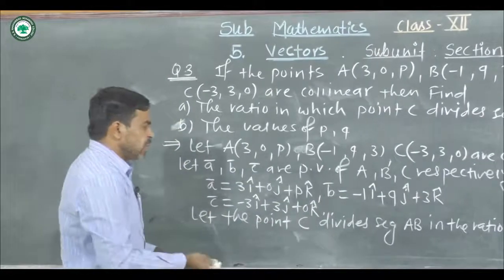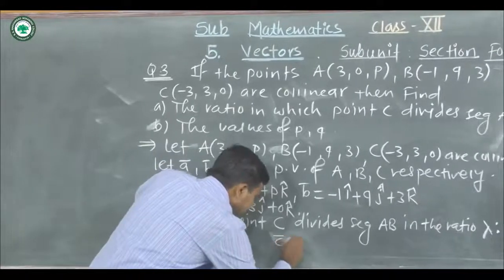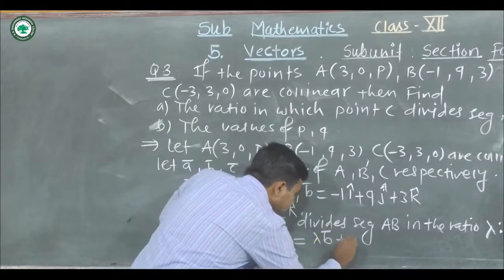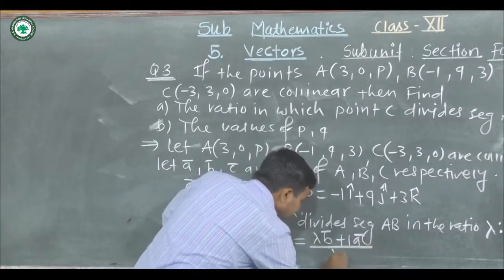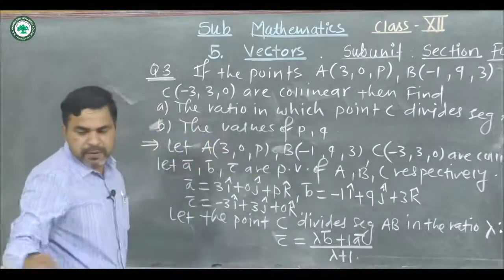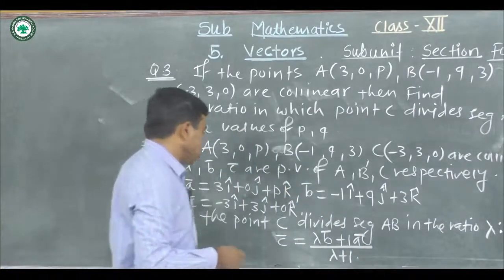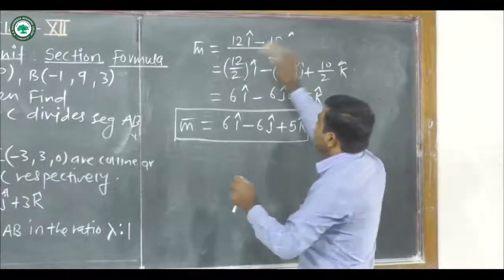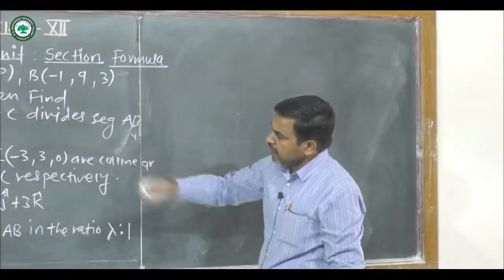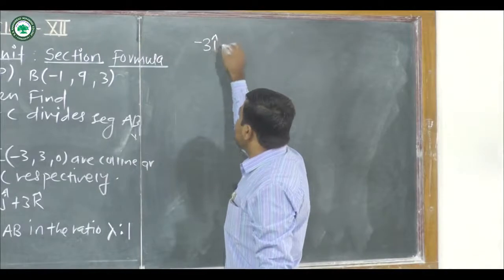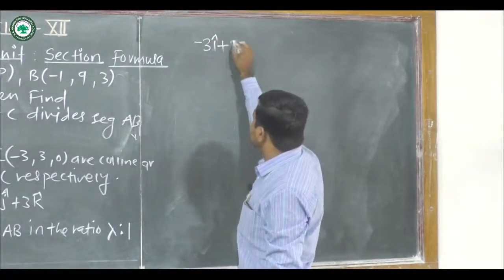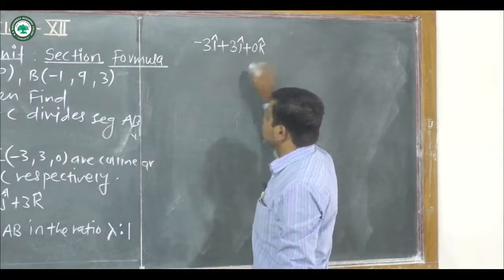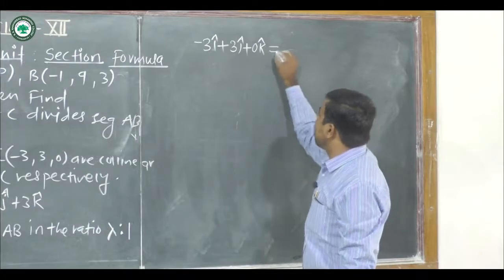So by section formula, small c bar is equal to lambda into b bar plus 1 into a bar divided by lambda plus 1. This is the section formula. Now here we are interested to get the value of lambda. Now c bar is minus 3 i cap plus 3 j cap plus 0 into k cap. That is, c bar is equal to lambda into b bar.